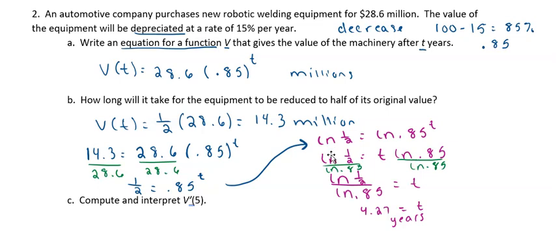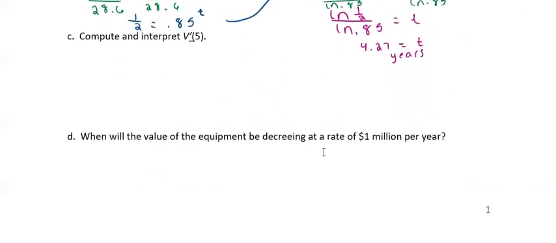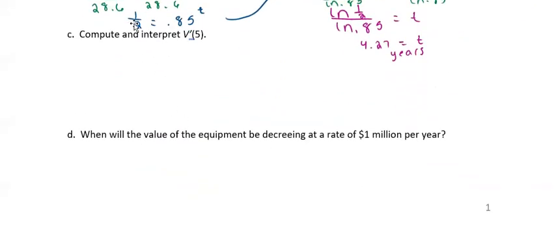Part C: compute and interpret v prime of 5. Well, the first thing that we need to do is figure out what that's going to mean. So what is v prime of 5? The v prime means the derivative, and the derivative means the rate of change. So this is going to be the rate of change after our time of 5 years.